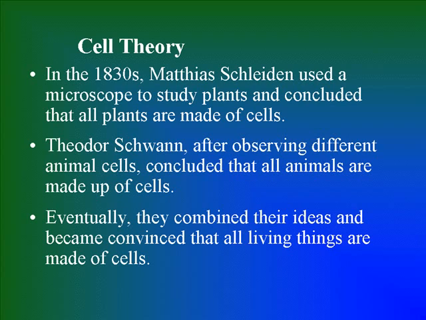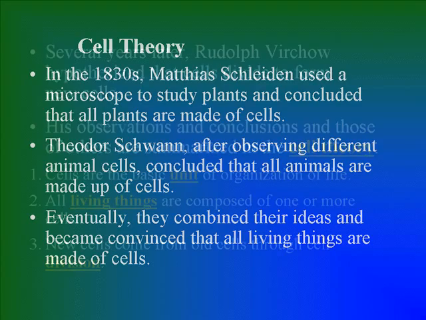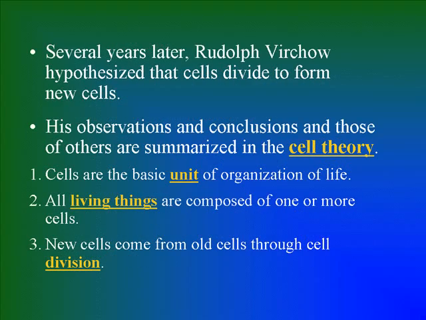Now, alongside him was Theodor Schwann, and he did the same thing but with animal cells. And he concluded that all animals are made up of cells. So between the two of them, they figured out that all plants and all animals have cells. And so they thought, well, that's pretty much every living thing. So we think every living thing has cells in it. That was pretty big news in the scientific world and stunned people.